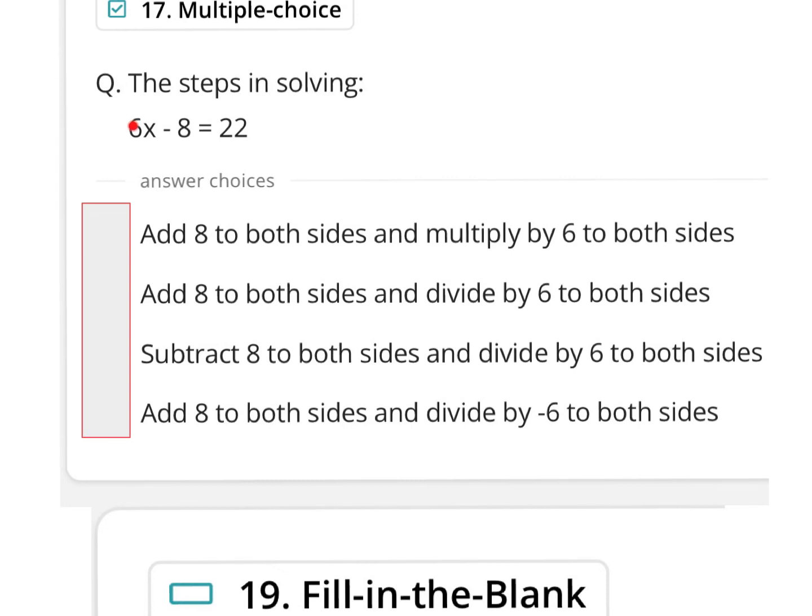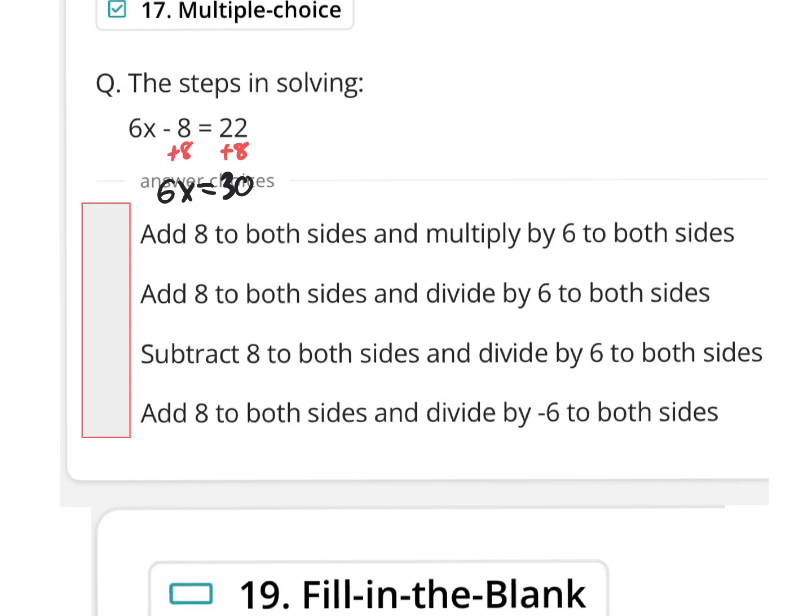The question is, which one do you get rid of first? Once again, x is what's important. 6 is with the x. It's kind of important. That minus 8, that number that's all by itself, get rid of that number first. So how do you get rid of that minus 8? You add 8. I mean, you could even start solving it, but it's not asking you to solve. You add 8, and then you'll get 6x equals 30.